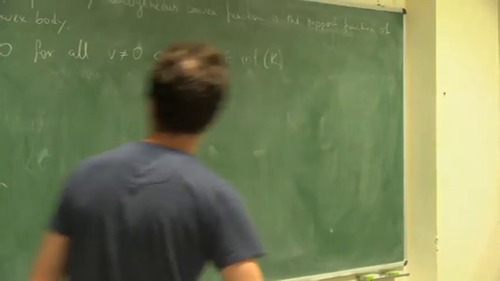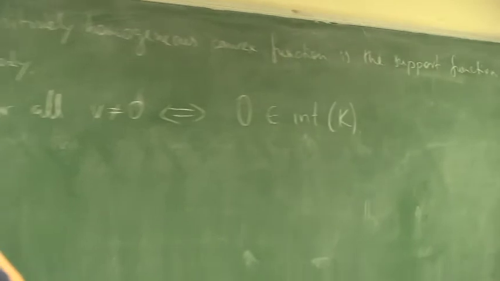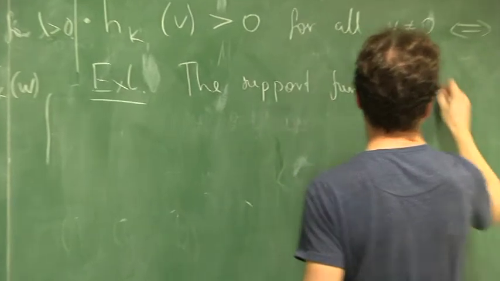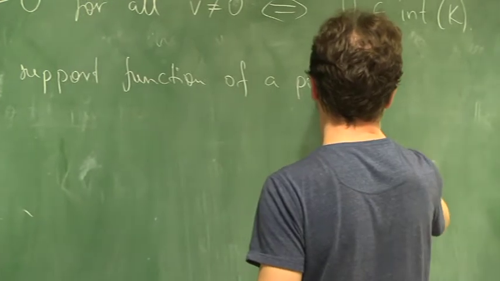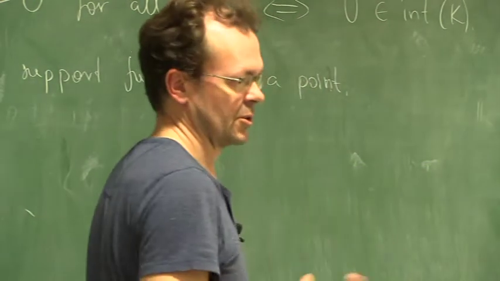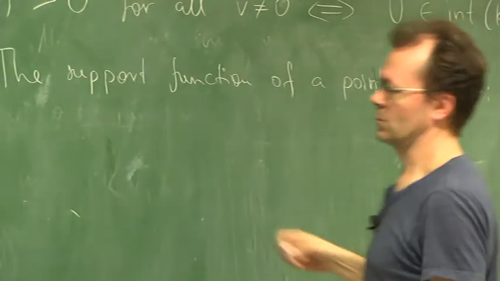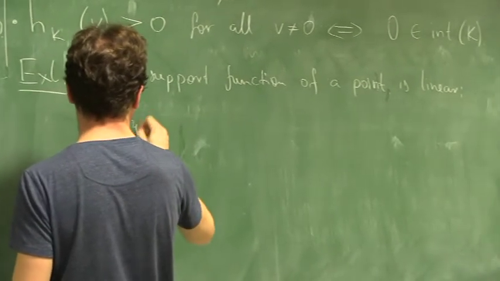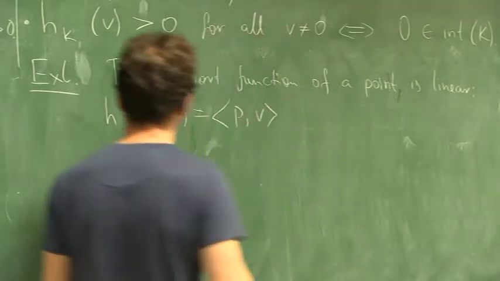So then some examples. The support function of a point. The one-point set gives a linear function. Just by definition, the support function of the body which consists of just one point p, h_p of v is equal to p times v, for every v.